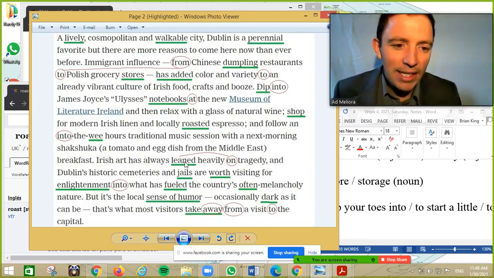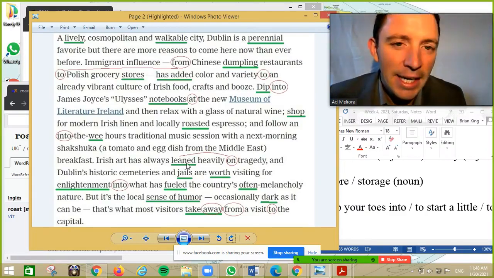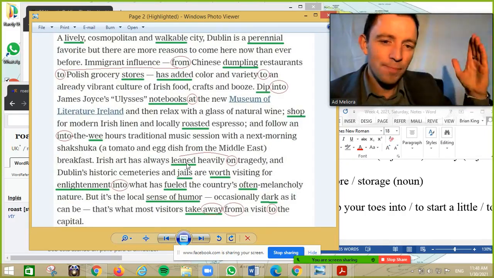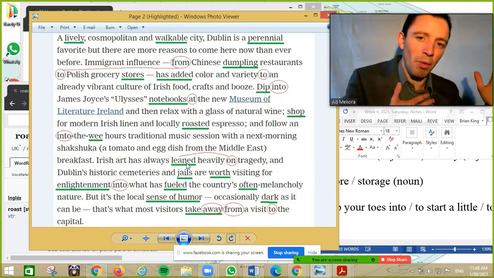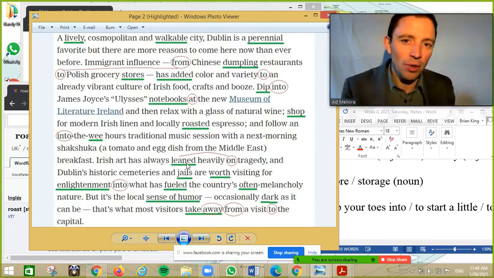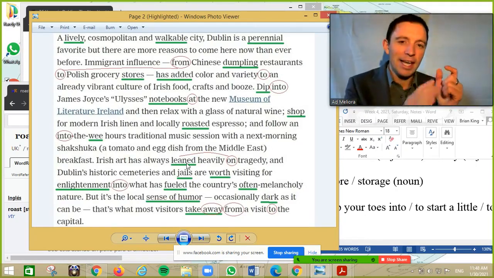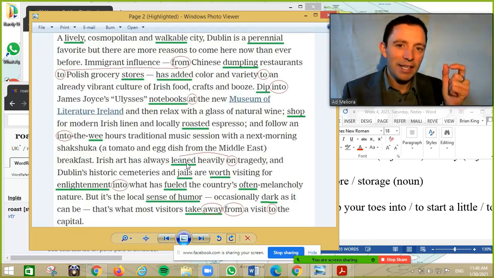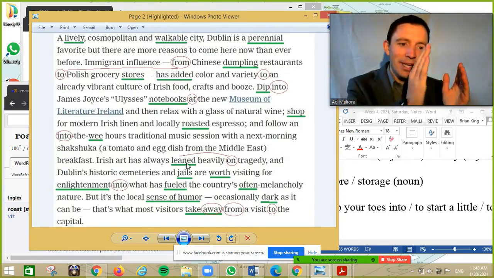Lean is inclinar, un poquito como inclinar, is this action. For example, the pared, the wall, and I lean on the wall is como inclinar contra el pared. So to lean is this action. In Italy, in Pisa, tienes el Torre de Pisa, and it's the leaning tower of Pisa. So the verb to lean is this action, inclinar.